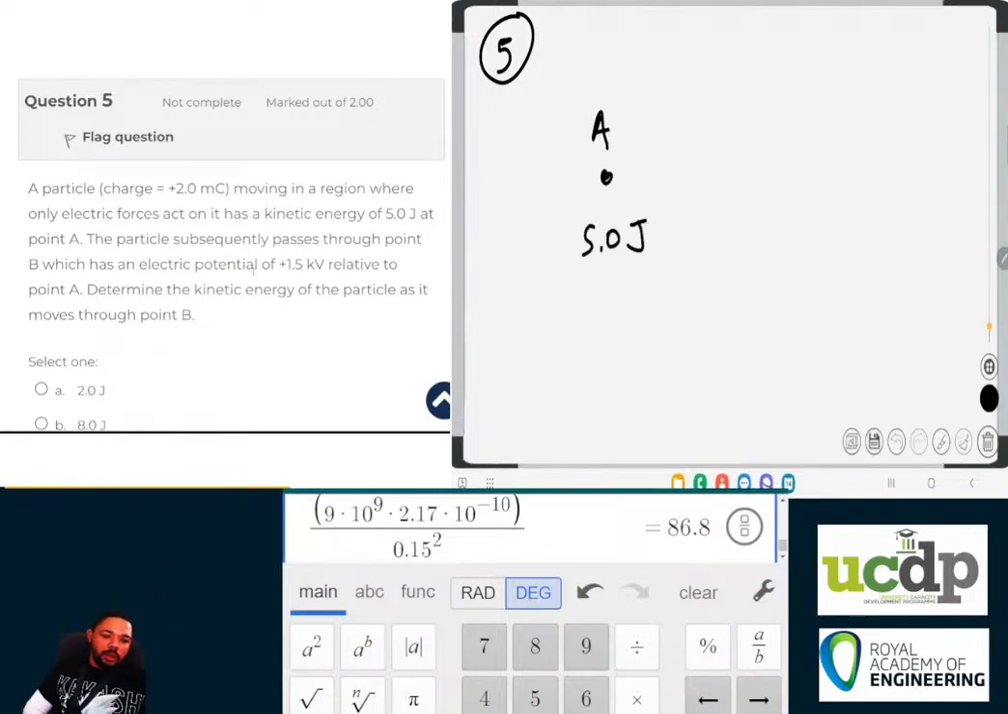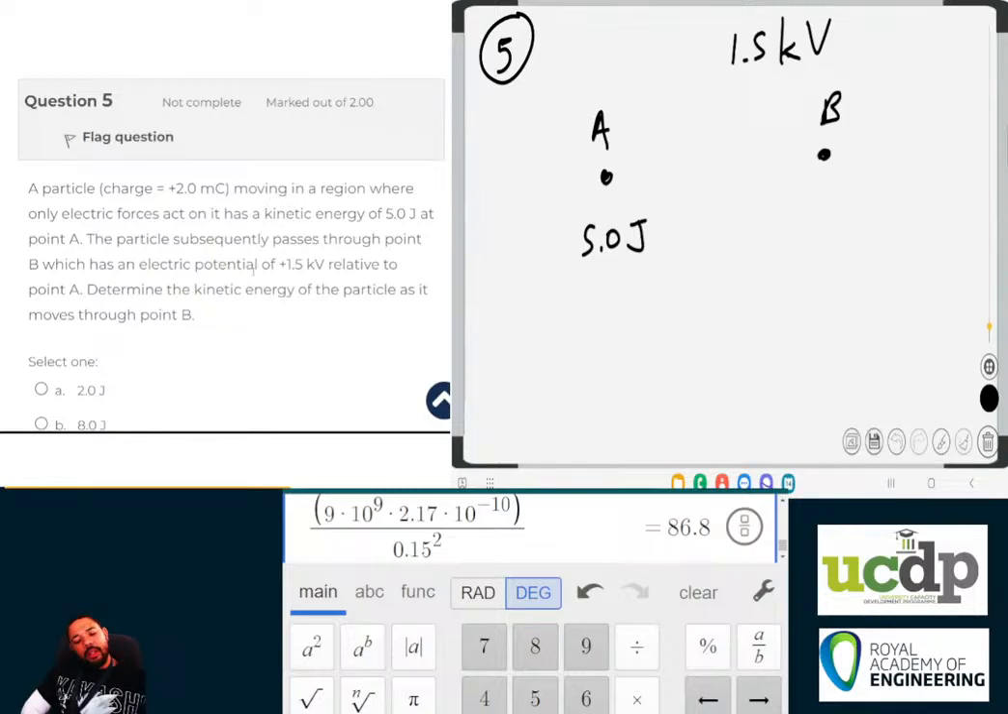Now, the particle subsequently passes through a point B. Let's call point B here. When it passes through point B, it now has an electric potential of 1.5 kV relative to point A. Okay? So its potential is now 1.5 kV relative to this point. So basically the change in potential is now 1.5 kilovolts, or 1500 volts.